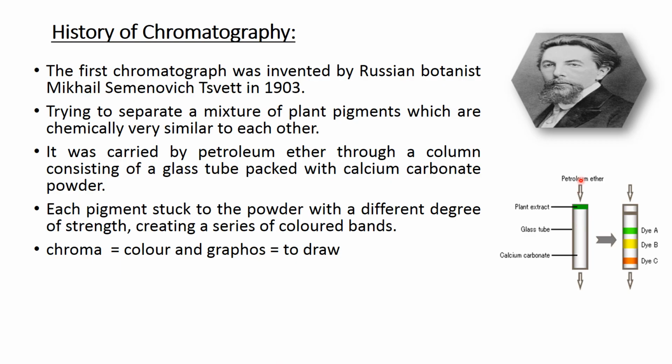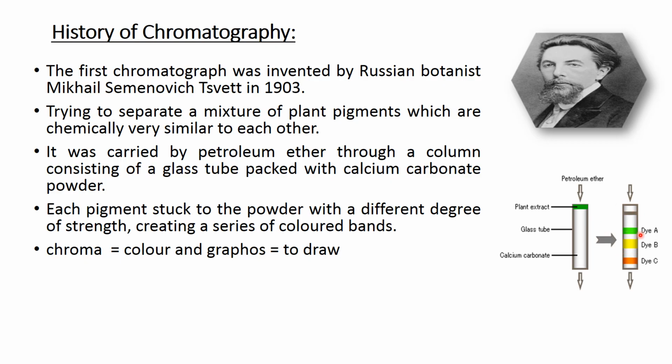So he had a column which was filled with calcium carbonate, and he was using petroleum ether as a mobile phase. This is a plant extract. So he had tried many times to separate these components, but was not able to get a proper separation. So one day he was fed up, and what he did was he took the column, he added the plant extract, and he poured sufficient quantity of the mobile phase and left it to run overnight.